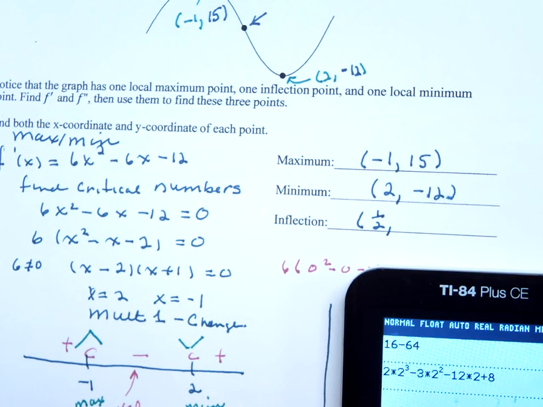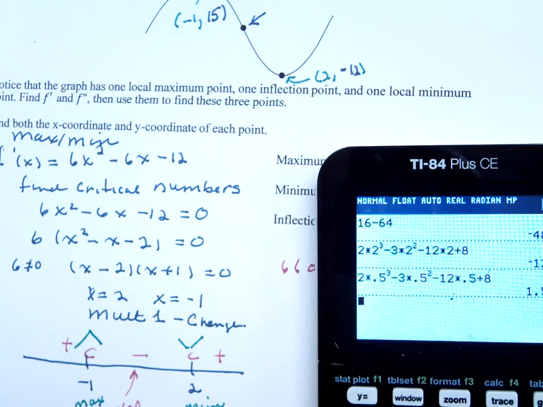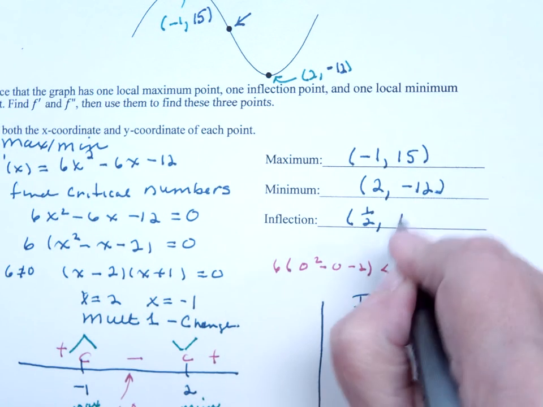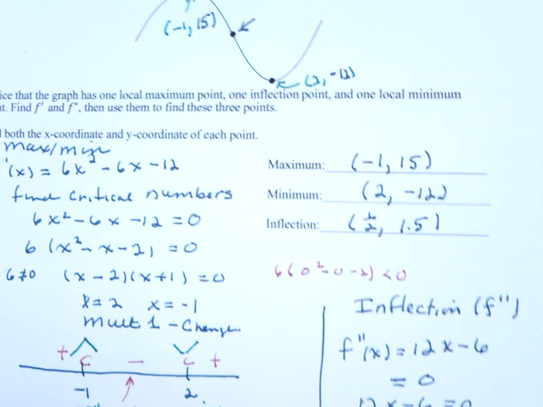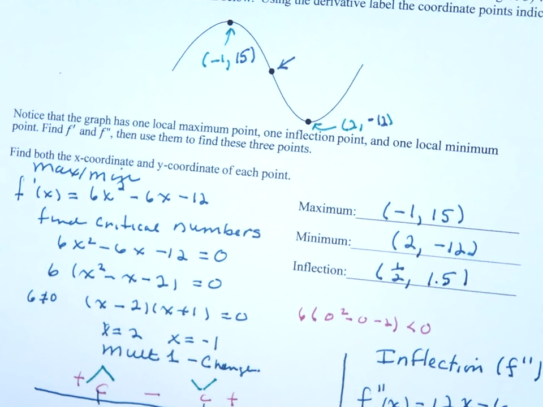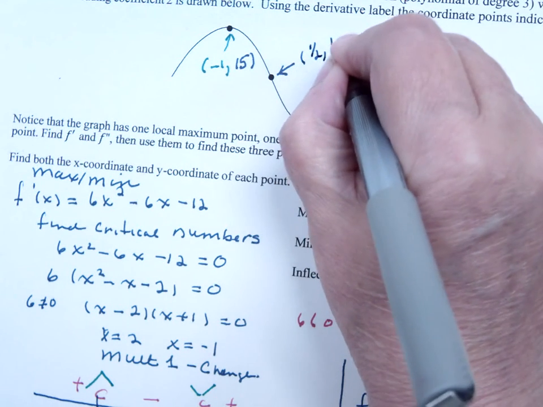And so I'll cheat on that. I'm going to come back up here and pull that down. And second insert 0.5. Second insert 5. .5, and that's plus 8. That's easy enough, so I don't have to do powers. And that comes out to be 1.5. So the inflection point is at 1/2, which is between negative 1 and 2, so that makes sense. 1.5.